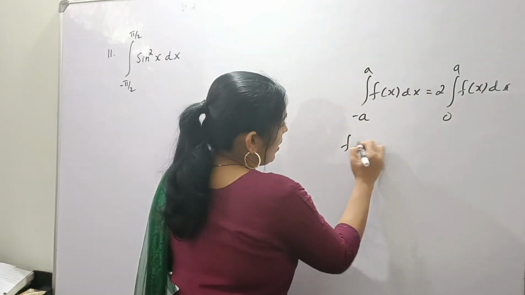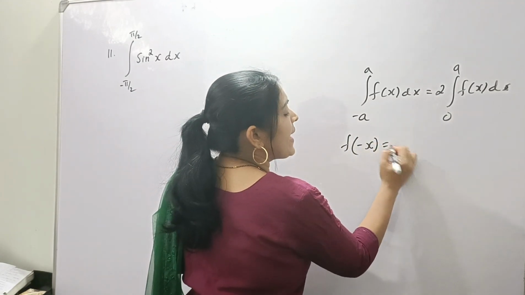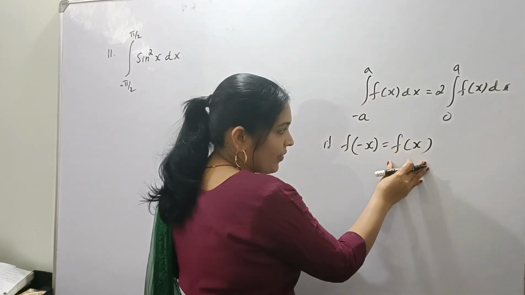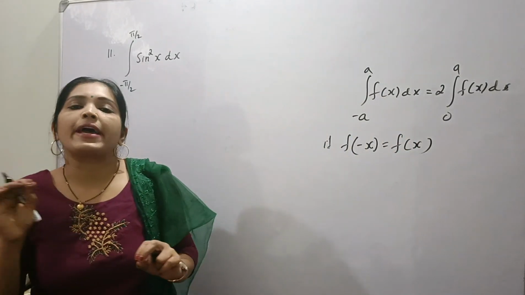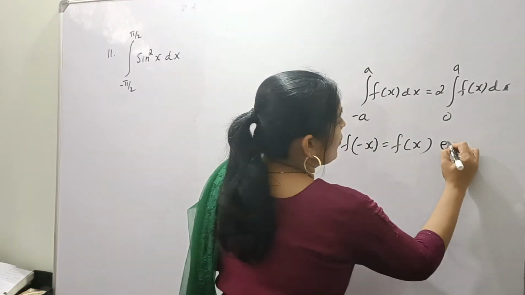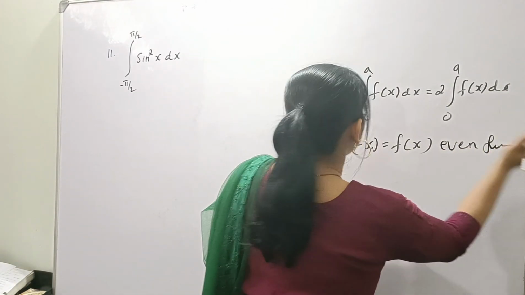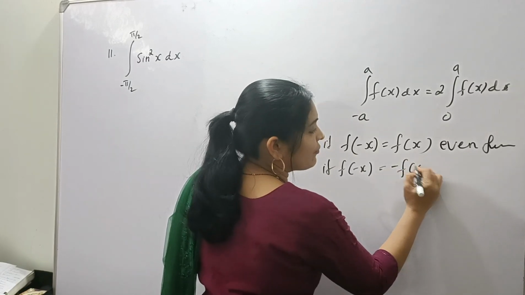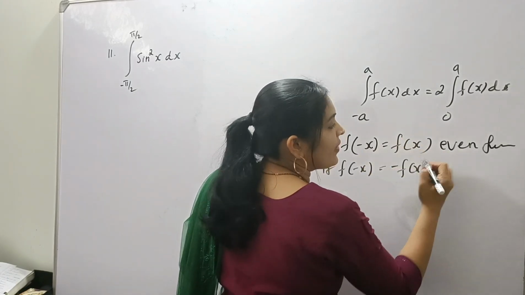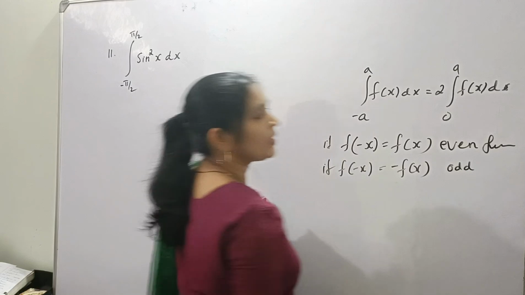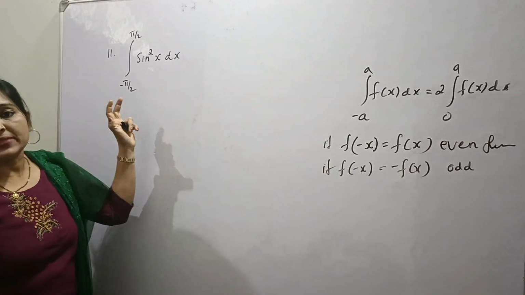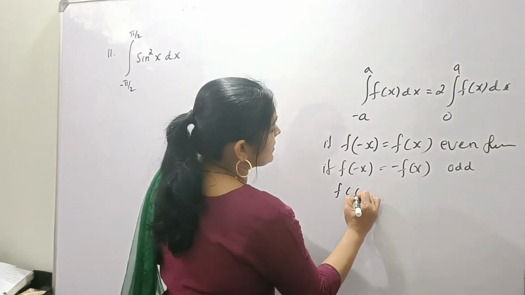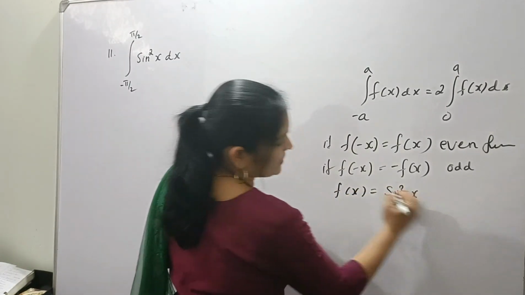See here, we know that if f of minus x is equal to f of x, then the given function is an even function. Then f of x is an even function. And if f of minus x is equal to minus f of x, then the given function f of x is an odd function. So here let's check whether this function is an even function or an odd function. Here f of x is equal to sine square x.